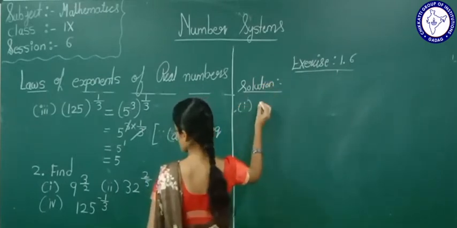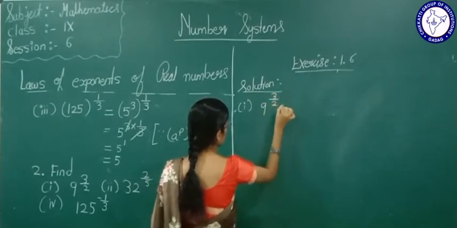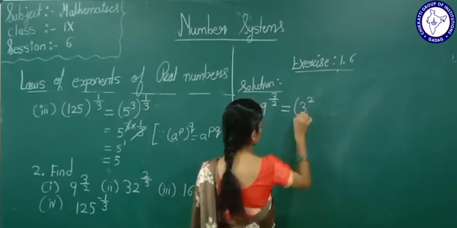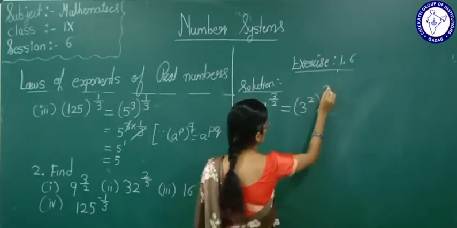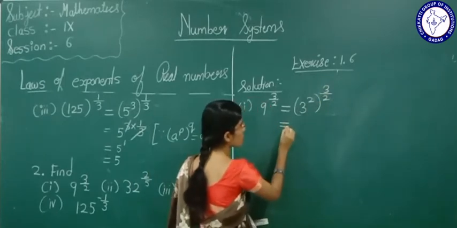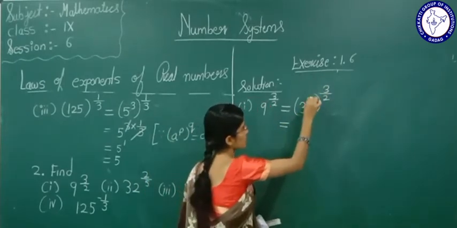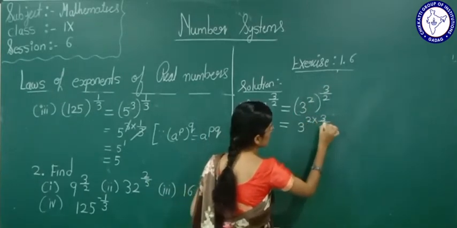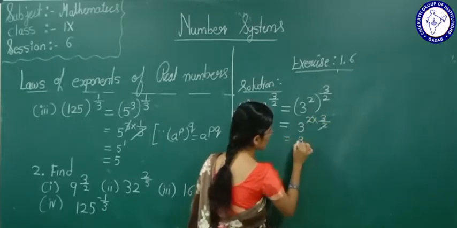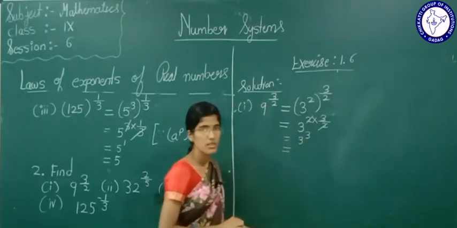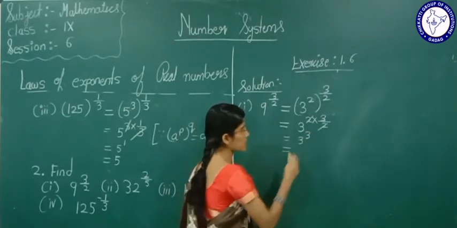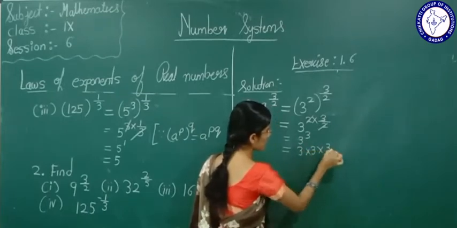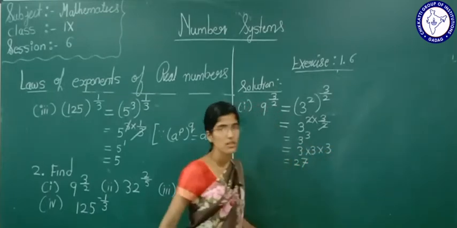See, the first one is 9 raised to 3 by 2. 9 can be written as 3 squared. Yes or no? 3 3s is 9. So (3 squared) raised to 3 by 2. Which law do we have to use here? (a raised to m) raised to n is nothing but a raised to m into n. Here the 2 will get cancelled, leaving 3 raised to 3. Students, you don't get confused. Don't do 3 3s are 9. No, you have to multiply 3 three times: 3 3s are 9, 9 3s are 27. The first answer is 27.